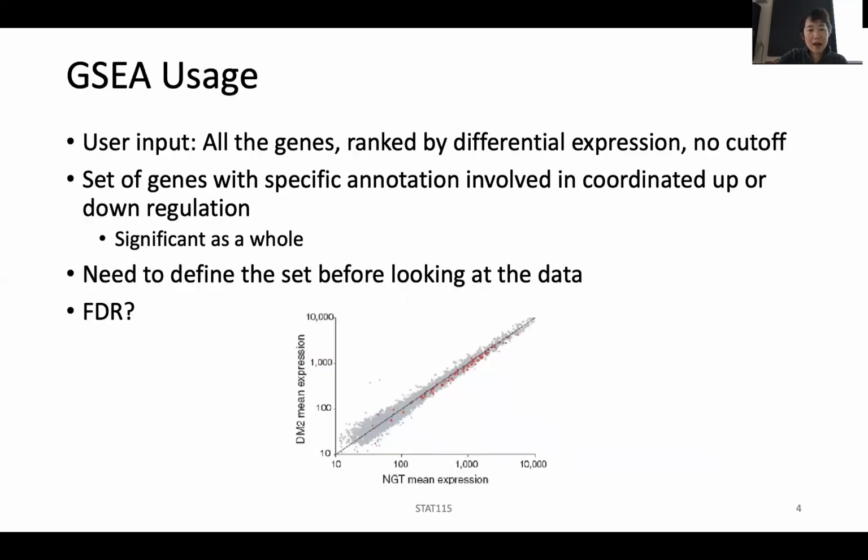Okay. Yeah, so the user input is all the genes ranked by their differential expression. There's no cutoff. You don't need to set the cutoff. And then the algorithm will automatically check for genes with specific gene ontology annotation that are involved in the coordinate up or down regulation, right? So you evaluate the significance as a whole. The key is to define the gene set before looking at the data.